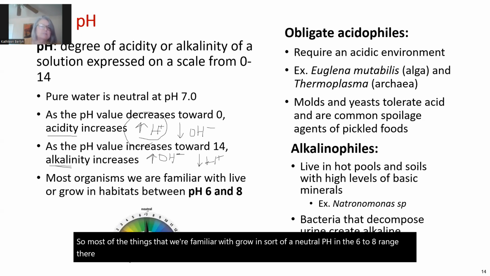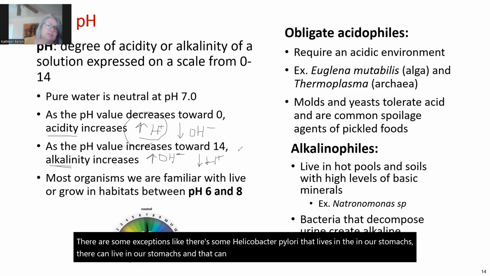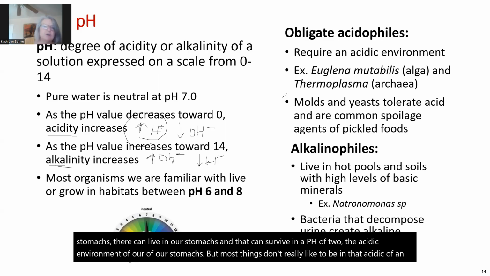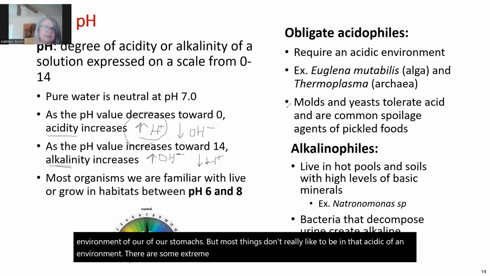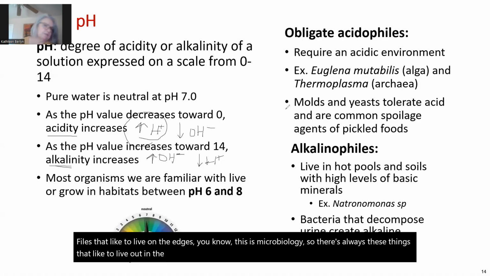There are some exceptions, like Helicobacter pylori that lives in our stomachs, or can live in our stomachs, and that can survive in a pH of 2, the acidic environment of our stomachs. But most things don't really like to be in that acidic of an environment. There are some extremophiles that like to live on the edges. This is microbiology, so there's always these things that like to live out in the extremes of the environment. And so one is the obligate acidophiles.